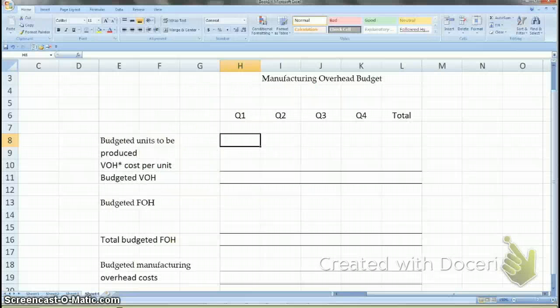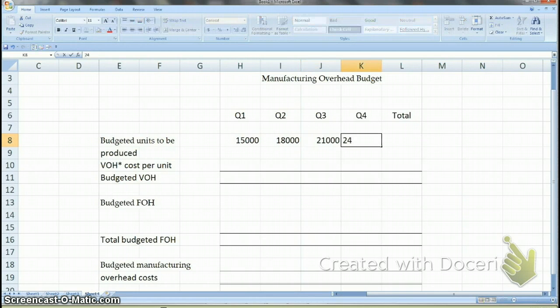Again, you're going to set up your manufacturing overhead budget with quarters on top going across and your descriptions going down. You're first going to calculate your variable overhead. So you start with the number of units to be produced, which they've already given you, and you would put those numbers across the board. For the total units to be produced, you're just going to add up your quarter 1, quarter 2, quarter 3, and quarter 4 figures.